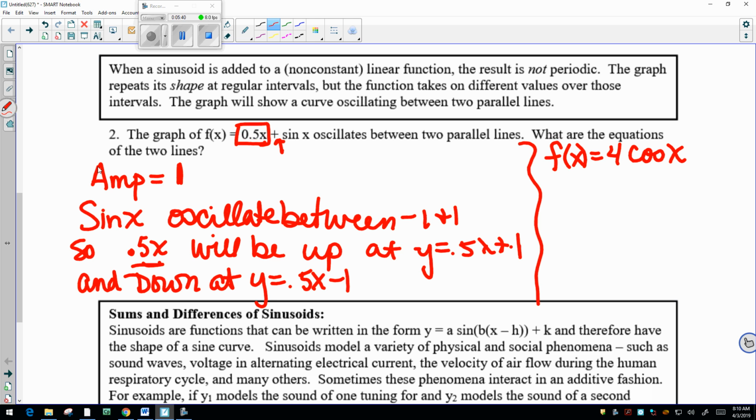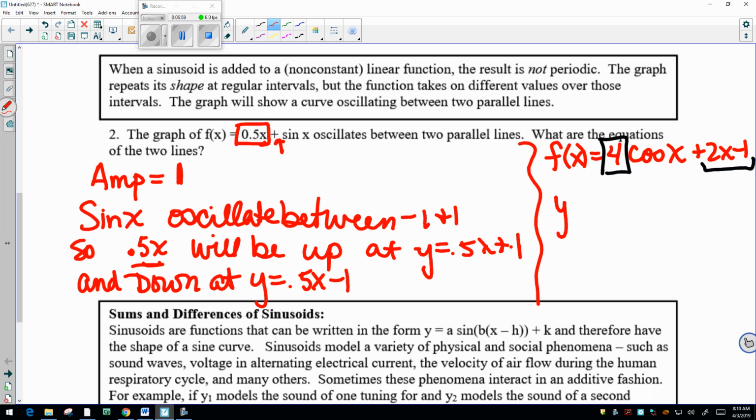So let's say we had 4 cosine x plus 2x minus 1. So if we did this same idea, identifying that linear function. So here's that linear function. Same idea, identifying the amplitude. So how would I find the lines that it oscillates in between?